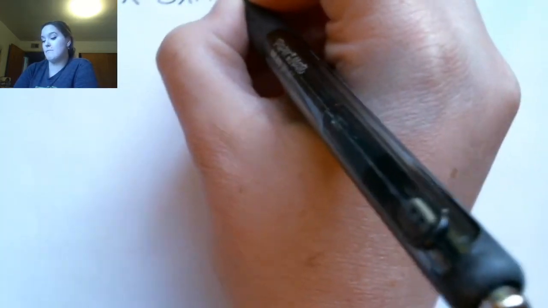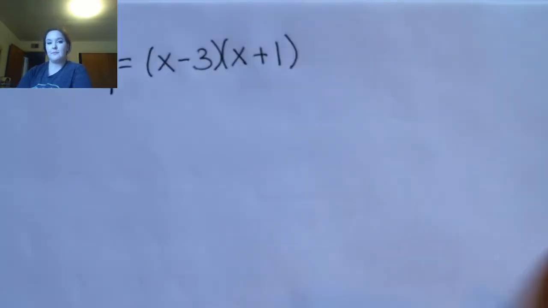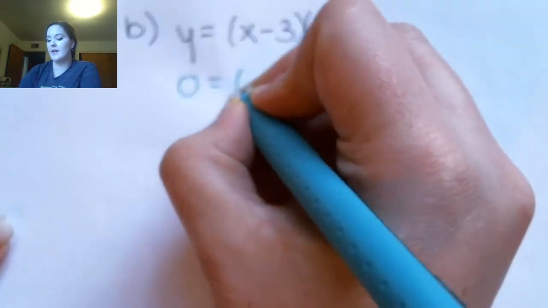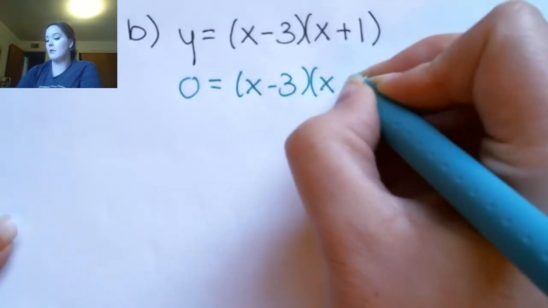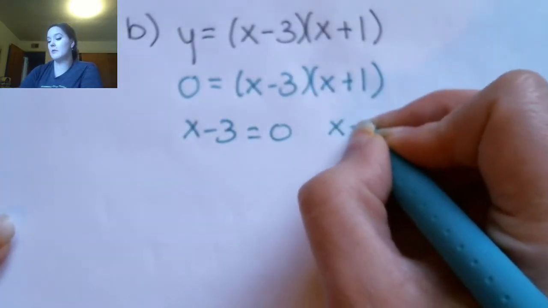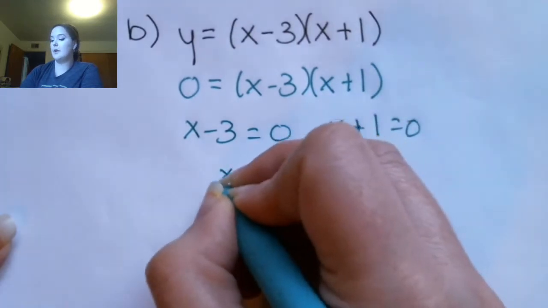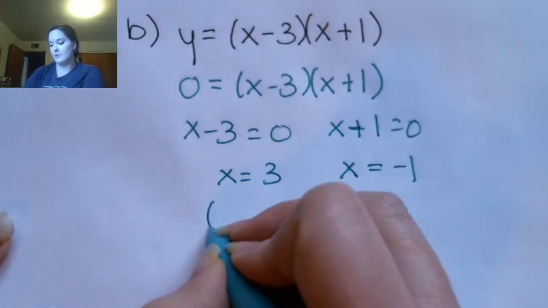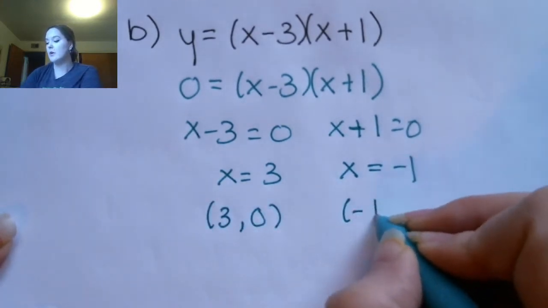All right. Let's look at another example of graphing using this technique. So we're going to start the same way. We're going to let Y equal 0, and we're going to find the X intercepts. Set each of my factors equal to 0. And I get two solutions, x equals 3 and x equals -1. So my two intercepts are 3, 0 and -1, 0.